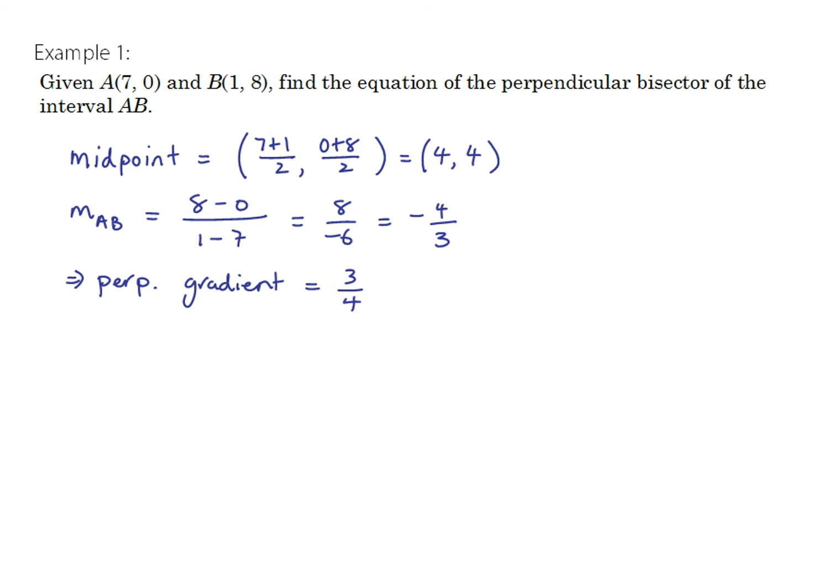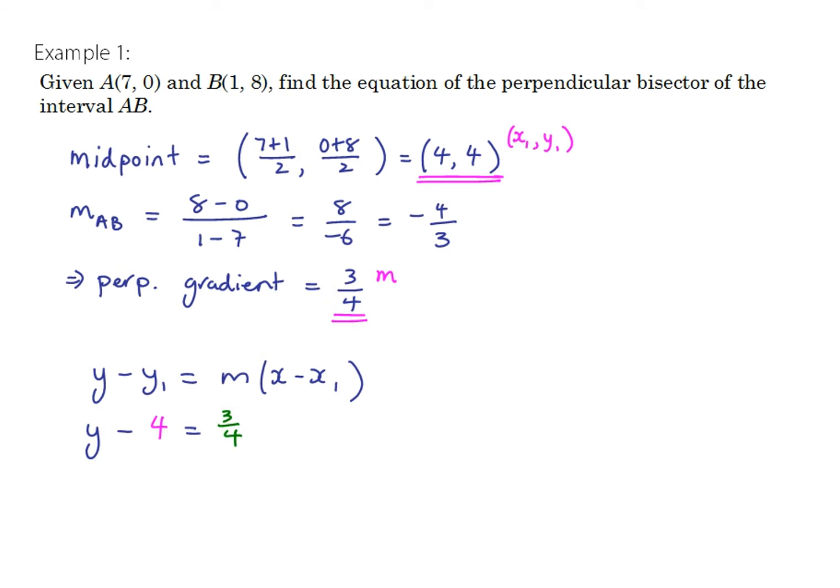And so now we have our key information for finding the equation of the perpendicular bisector. We have a point that it goes through, and we have the gradient. So this is x1, y1, and this is m. So now we can find the equation of the line: y minus y1 equals m times x minus x1. So y minus 4 is equal to the gradient, which is 3/4, of x minus the x coordinate of the point, which is 4.